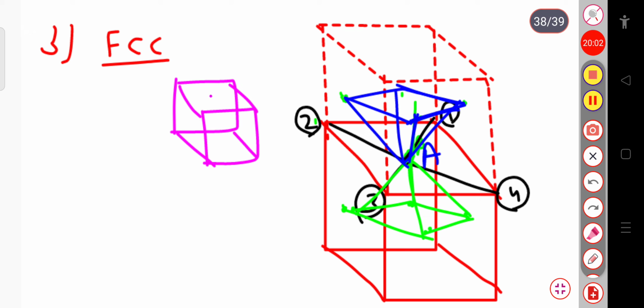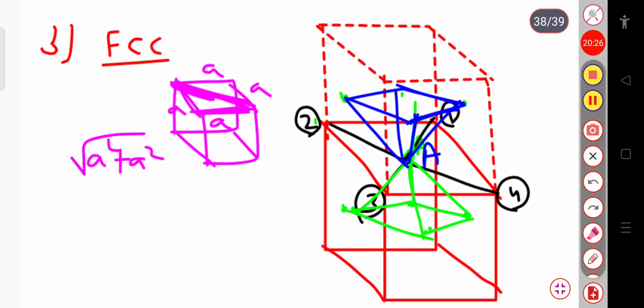This is A, the corner atom. I will first calculate this distance. Suppose all the sides are equal, each of distance a, and this is the perpendicular. Now if I join this diagonal, then according to the Pythagoras theorem, this will be the square root of a square plus a square. So this will be root 2 a. So the total diagonal is root 2 a.